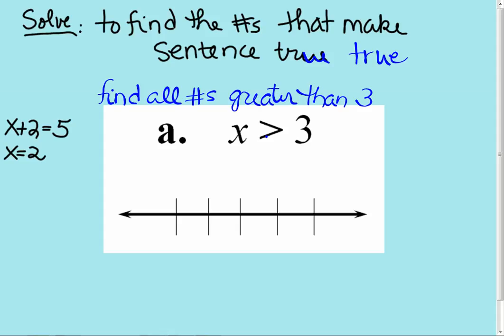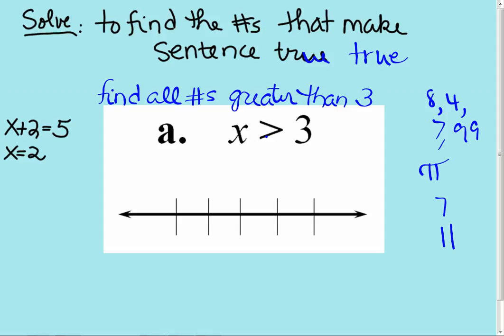4. Yes. 8. 7. 99. Oh, my favorite number. How about pi? We have pi. Can I list them all? No, I can't list them all. So instead of listing them all, I'll draw a picture to represent the answers that make that sentence true.